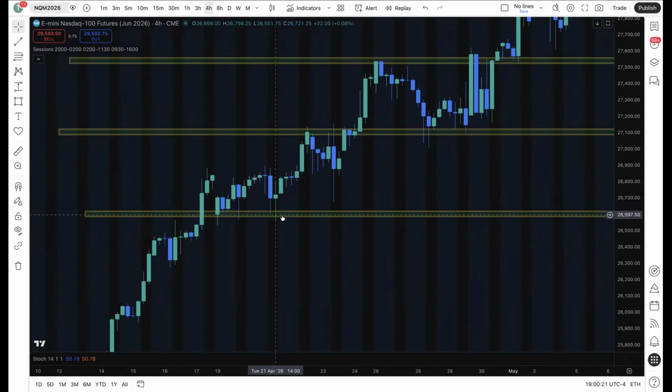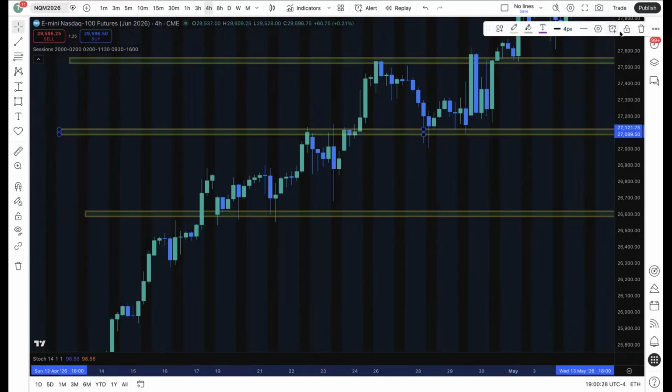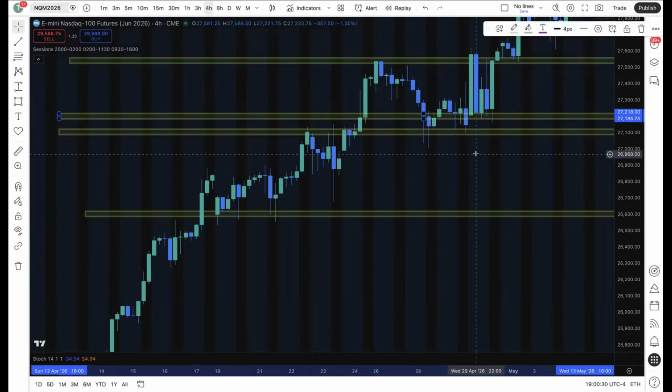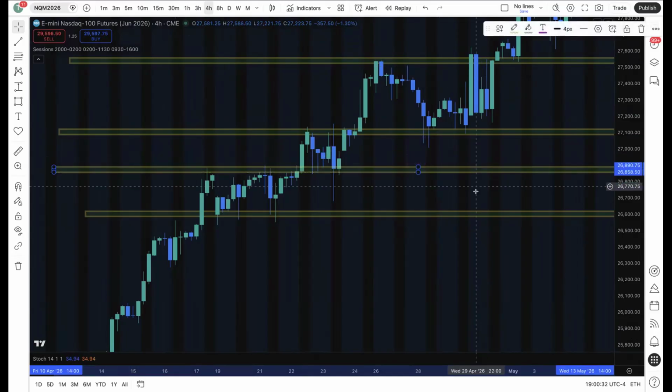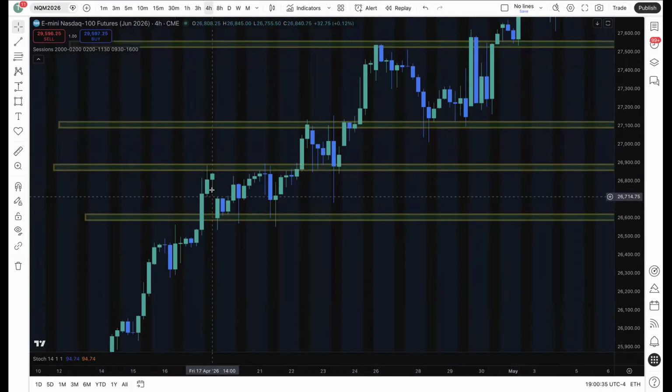It's like the floor, right? Matter of fact, I'll do this one too. There was a support and it tapped this level once, shot down, tapped the level again, shot down, and then it finally broke through. There was a little resistance there, but it finally broke through. Now this level becomes the resistance.